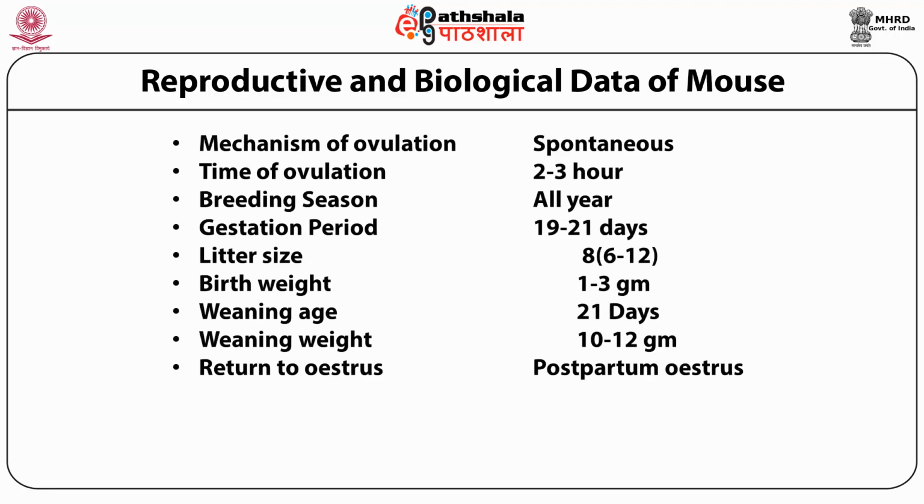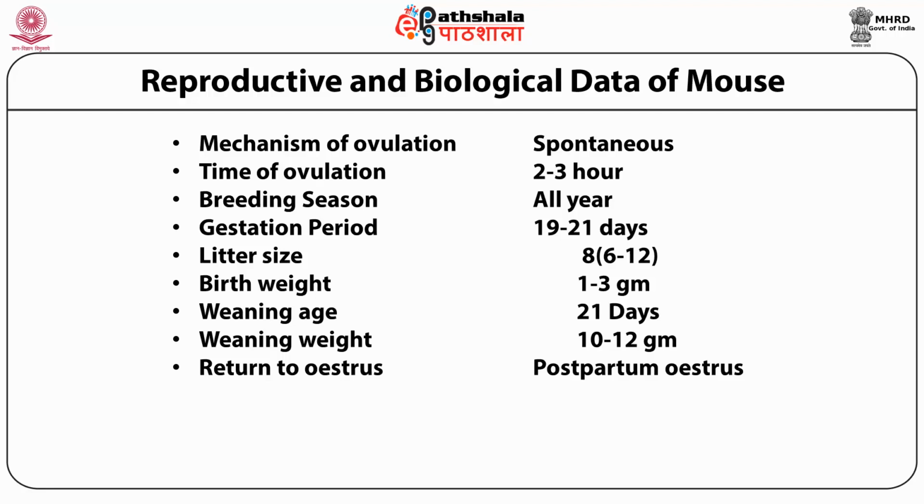Now the reproductive data of the mouse. The mechanism of ovulation is spontaneous. The time of ovulation is 2 to 3 hours, and the breeding season is all around the year. The gestation period, the pregnancy period, is 21 days, and the litter size, how many pups the mouse will deliver, is 8 pups, and the birth weight will be very little, 1 to 3 grams. The weaning age, where we separate the pups from the mother, is 21 days.